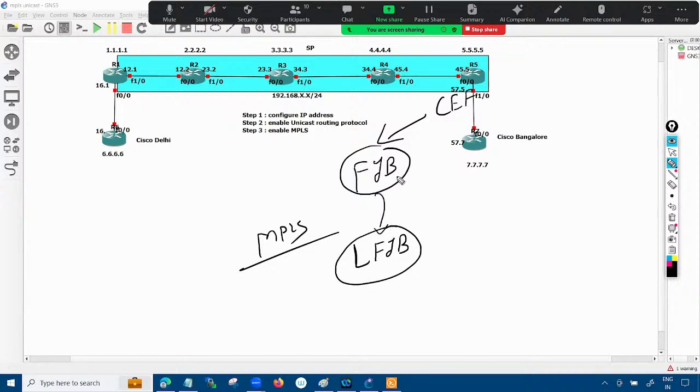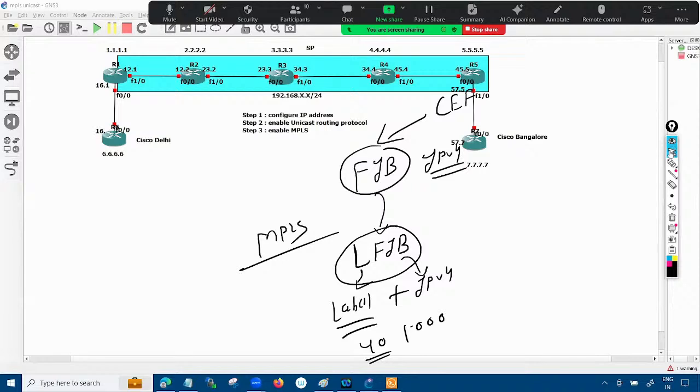FIB means forwarding information base, which contains the IPv4 route information. LFIB is the label forwarding information base, which contains the label information and the route information, plus IPv4. So L means label, FIB means IPv4. So you have a route with the label over there, like 50. That's why it's called the LFIB table. So if your CEF is there, then you will have a FIB. If your FIB is there, then you will have an LFIB. So I hope you understand why we need CEF.